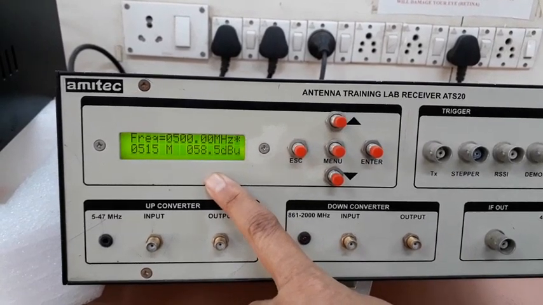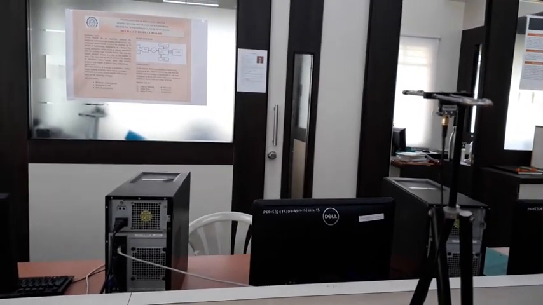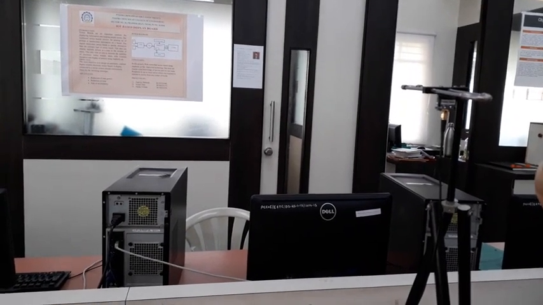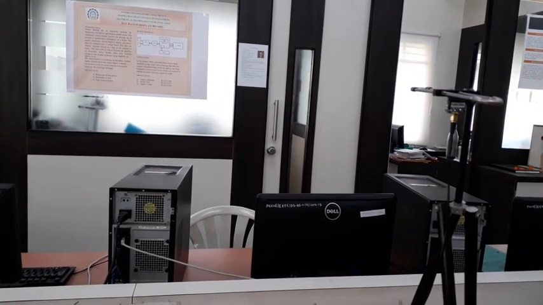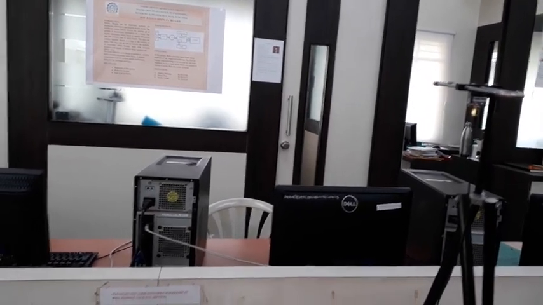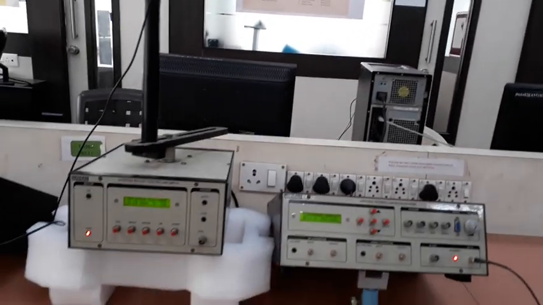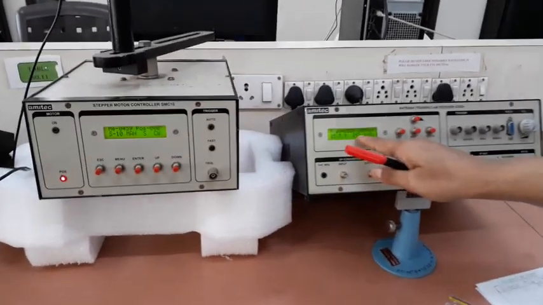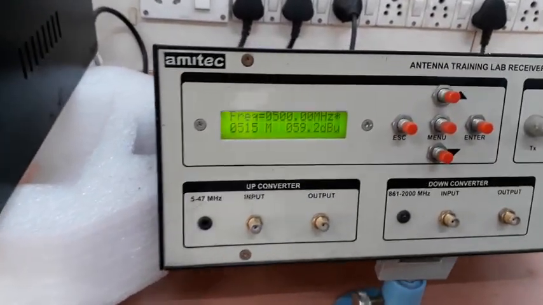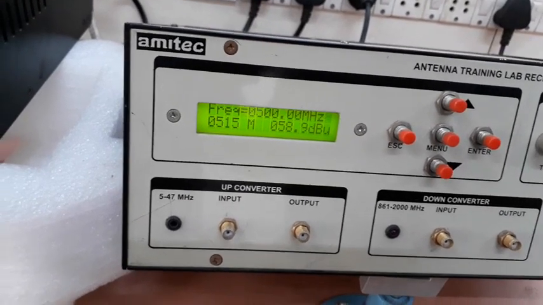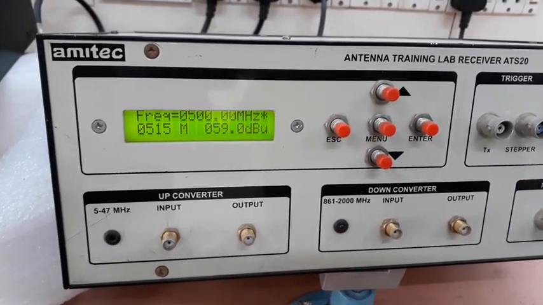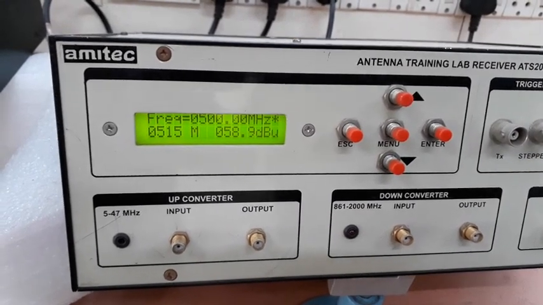Now, the orientation of our transmitting antenna is in the upward direction; this is the transmitting antenna and this is the receiving antenna. Both are parallel to each other, which means our theta right now is 0 degree. So whatever power I am receiving right now is for theta equal to 0 degree. The power is measured in dB mu, and I am noting down the reading, observing 58.9 dB mu.